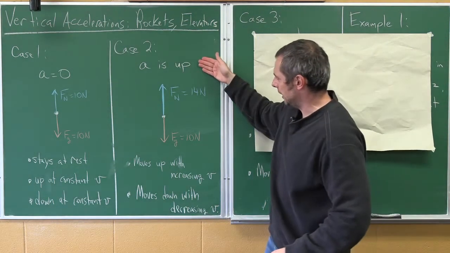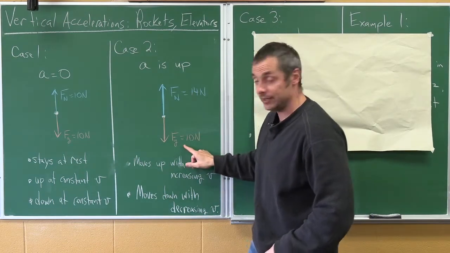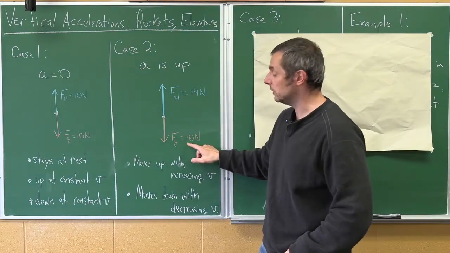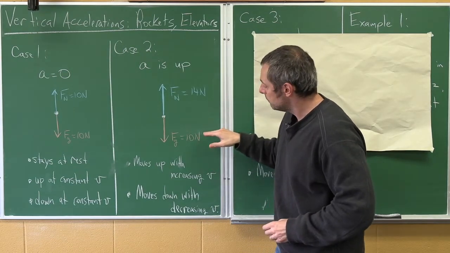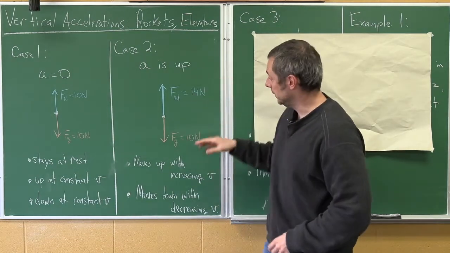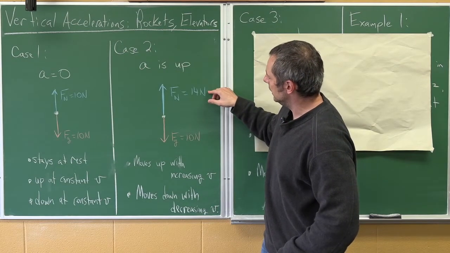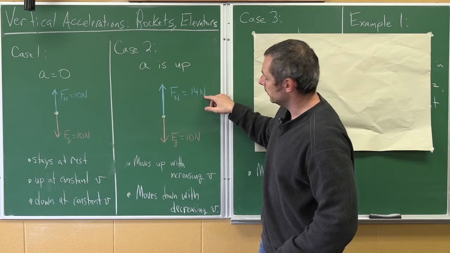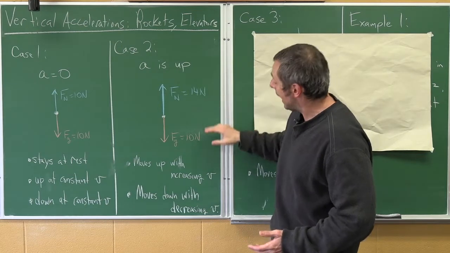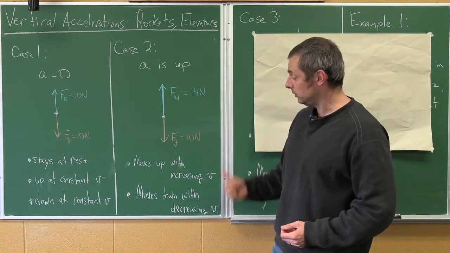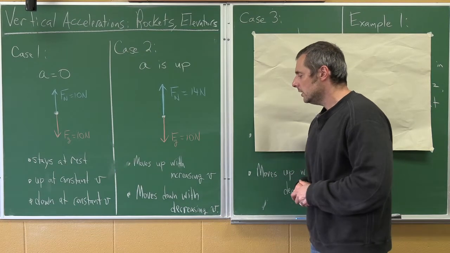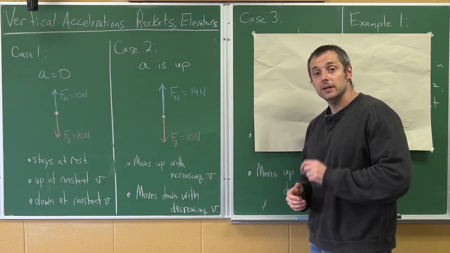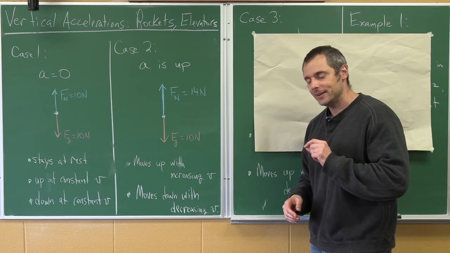Let me move this to the side. So for acceleration upward, notice the 10 newtons, I can't change that. That's the Earth pulling down with 10, m times 9.8. Earth pulls, doesn't matter which way I'm moving this thing. But what I can change is the upward force, and I make it 14. Well, it could be 12 or something. It has to be greater than 10, and then it'll accelerate upward, moves up with an increasing velocity. That's one possibility. But here's another one.